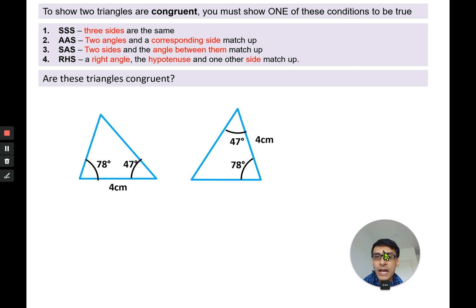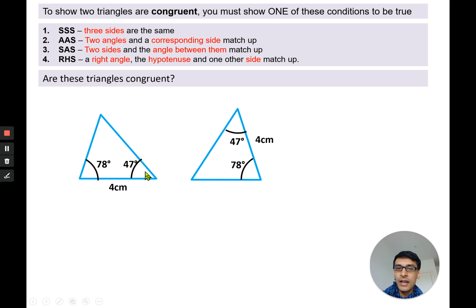Another question here. This time we have angle, side, angle. We can actually work out the missing angle up there, can't we? So that missing angle there is going to be 180 take away 78 and 47. So that then becomes angle, angle, side, or angle, side, angle. Now that's the same thing. That's the same as angle, angle, side.